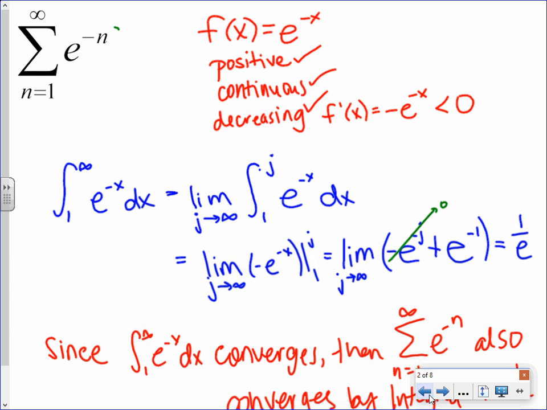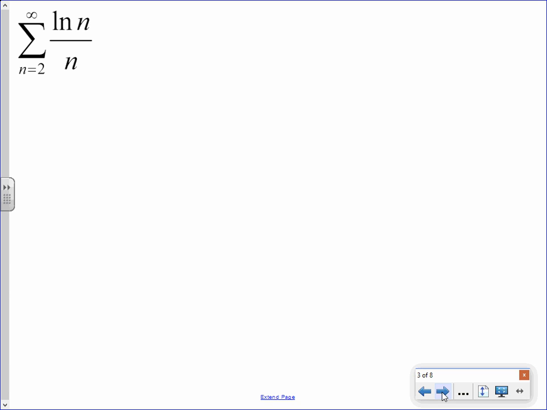Okay, this one, is it geometric? No. Is it going to be telescoping? No. So far, our only other test is the integral test. And I will tell you, if there is a natural log in your series, when you see a natural log and a 1 over n together, that's the perfect setup for using substitution in an integral test. I'm just going to tell you that flat out. So let's check.